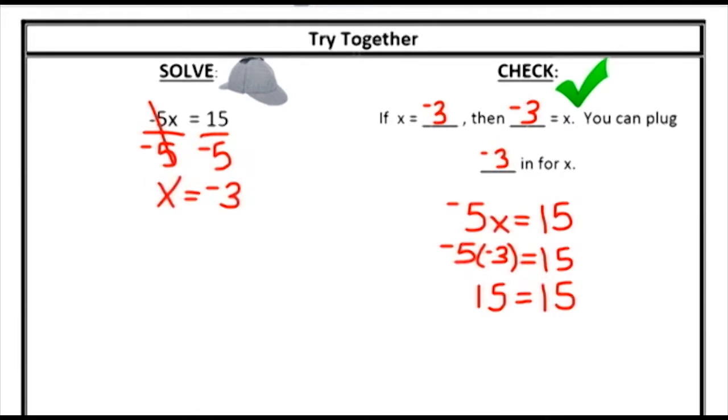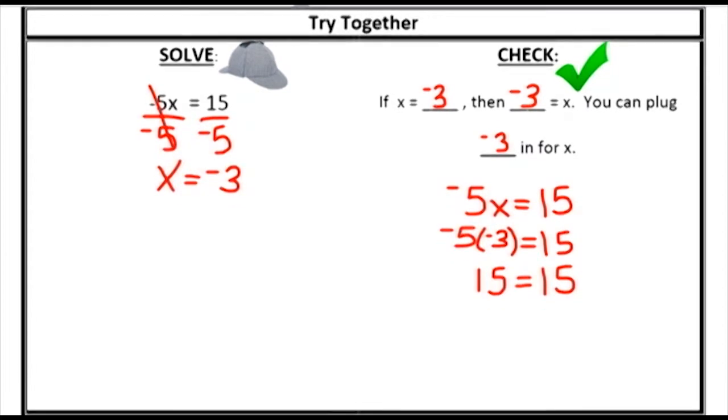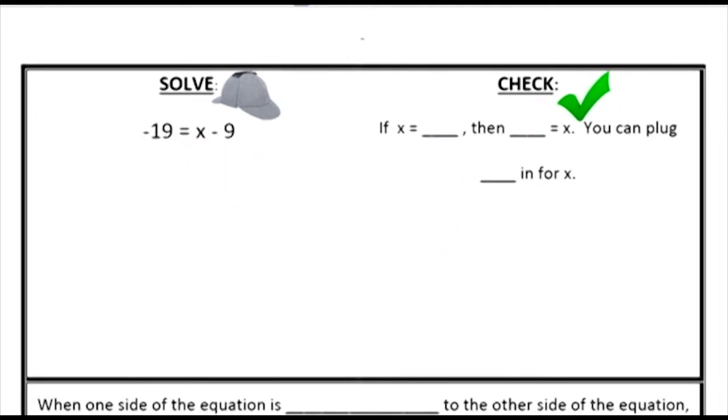Let's try one more together. Negative 19 equals x minus 9. What's happening to my variable? Again, don't get confused. I'm not subtracting 19. I'm subtracting 9. To undo that, I'm going to add 9. Do it to both sides. I need to balance it the whole time. I get my identity of 0, which is exactly what I'm looking for. That's the first way we check if we're solving an equation correctly.